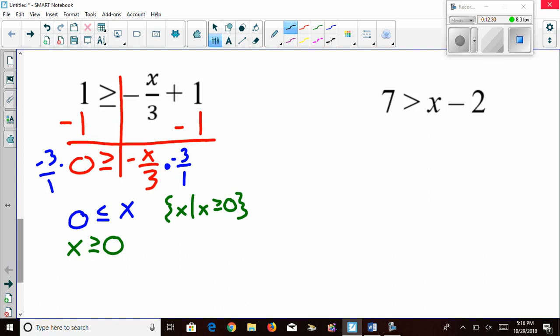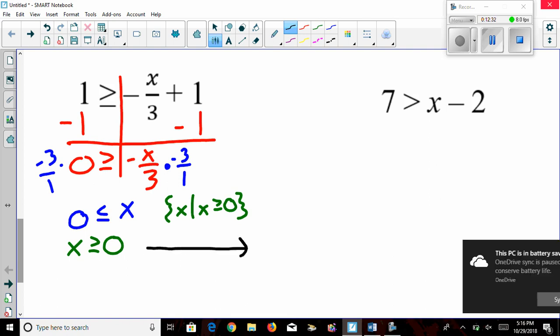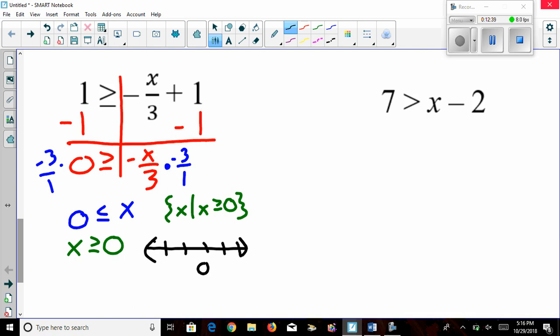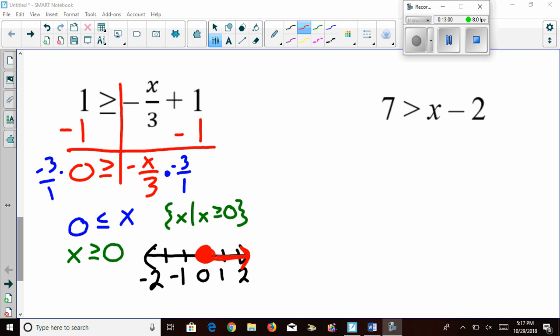And then I can go back and make my number line. 1, 2, 3, 4, 5. Do 0, 1, negative 1, 2, negative 2. Since my answer is greater than or equal to 0, 0 is one of my numbers. And for greater than, I shade to the right. Our last example.